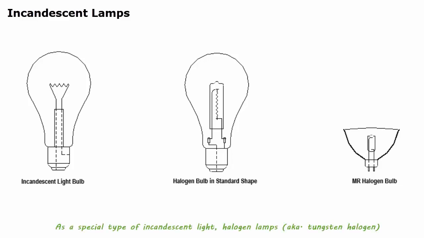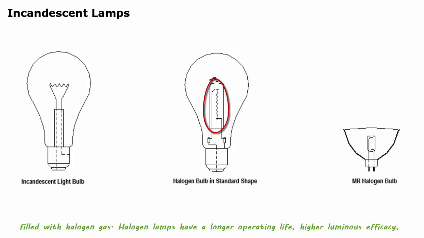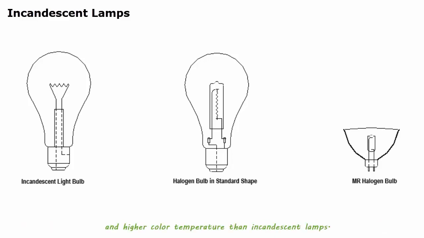As a special type of incandescent light, halogen lamps, also known as tungsten halogen, consist of a tungsten filament sealed into a compact transparent envelope filled with halogen gas. Halogen lamps have a longer operating life, higher luminous efficiency, and higher color temperature than incandescent lamps. A variety of shapes are available with halogen lamps due to their small size, such as MR as well as the standard A shape.